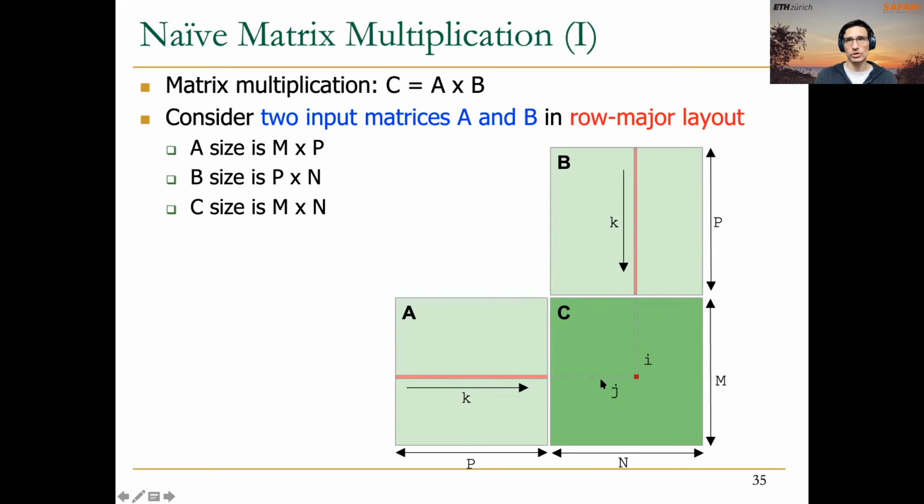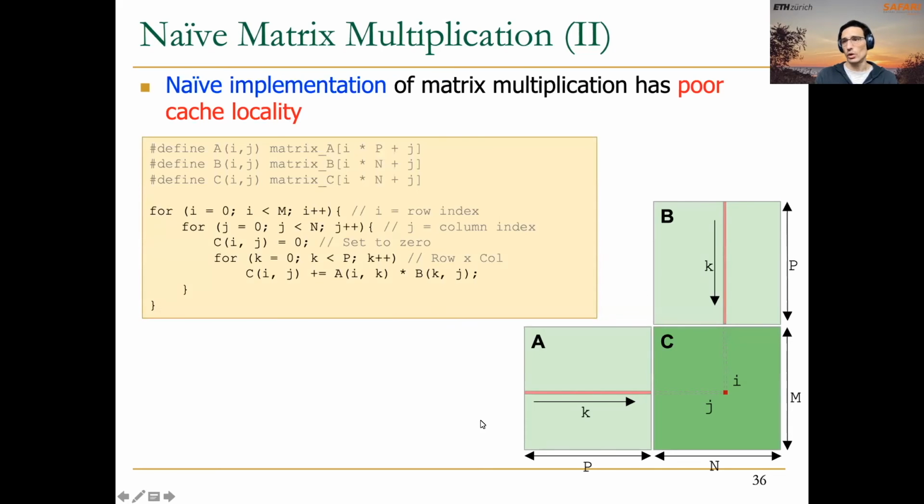In order to calculate this C matrix, or one particular element of the C matrix, we have to go through a whole row of the matrix A and a whole column of the matrix B. And this is how our code will look like. Observe that these two outer loops go over all elements of the matrix C, from C00 to C n-1, n-1.